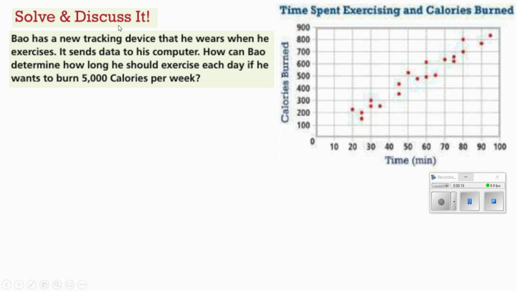It says, Bo has a new tracking device that he wears when he exercises. It sends data to his computer. How can Bo determine how long he should exercise each day if he wants to burn 5,000 calories per week? We see the data over here on the graph.